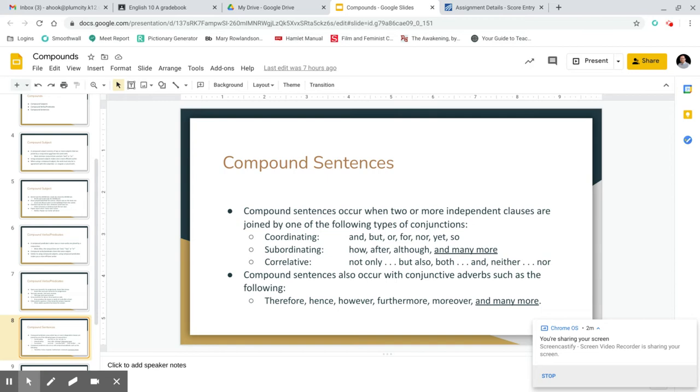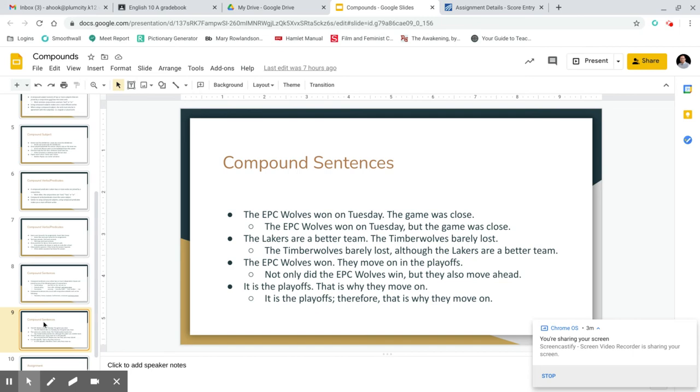All right, last one here is compound sentences. Compound sentences occur when two or more independent clauses are joined by one of the following types of conjunctions. They're coordinating, subordinating, correlative, and there's also conjunctive adverbs. I find myself using these a lot, therefore, however, and furthermore in a lot of my writing, okay? You can look at these examples here as well.